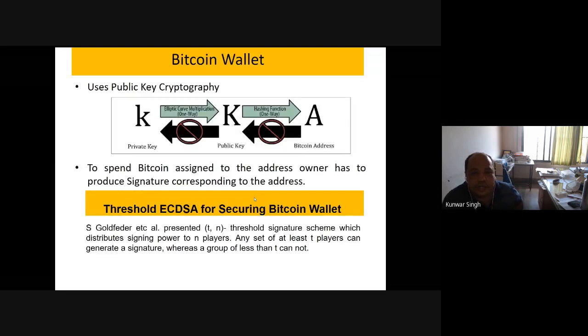I told you ECC, public key cryptography, is used. So you have a private key, then a public key, then you have one address, the Bitcoin address, which is the hash of this public key. Maybe people will know your public key, but if they know the Bitcoin address, they cannot know your public key because hash is a one-way function. So the hash of the public key is the Bitcoin address. Now the transactions are like this: you have a Bitcoin address and some arbitrary number, and this Bitcoin address is transferring to another Bitcoin address.